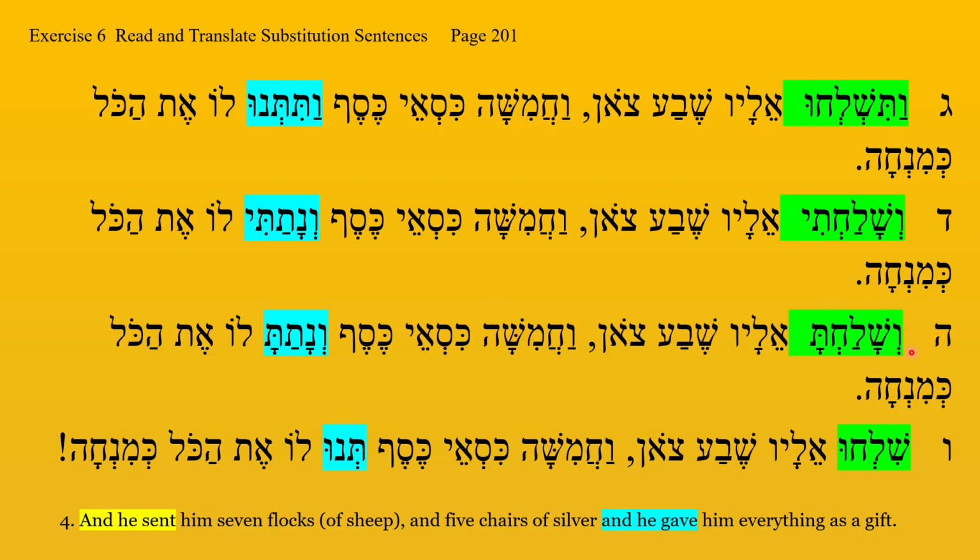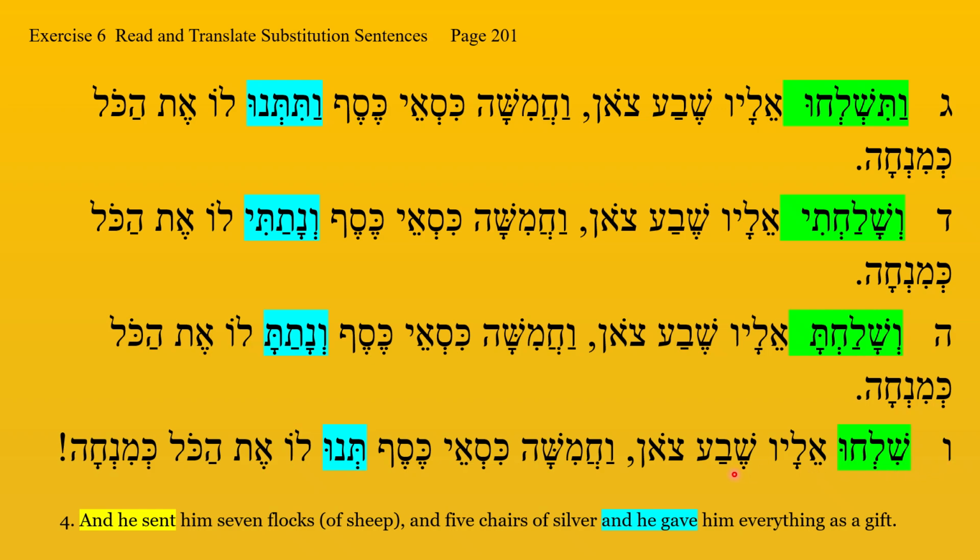Substitution Hey. So, and you will send him 7 flocks and 5 chairs of silver, and you will give him everything as a gift. You, masculine singular.